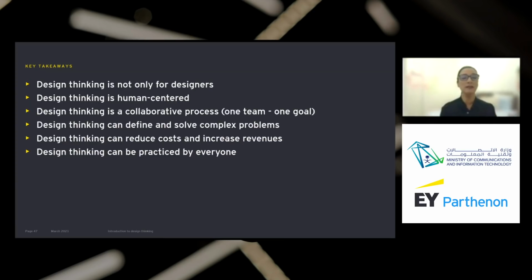We also know that design thinking can help us define and solve these very complex problems. We saw that design thinking helps us reduce costs and increase revenues because through the iterative feedback and user testing, we can actually save time and money by getting feedback very quickly in the process, so that we don't design the wrong game, the wrong product or the wrong solution, so that our customers, our users, whoever we're designing for, can reap the benefits.